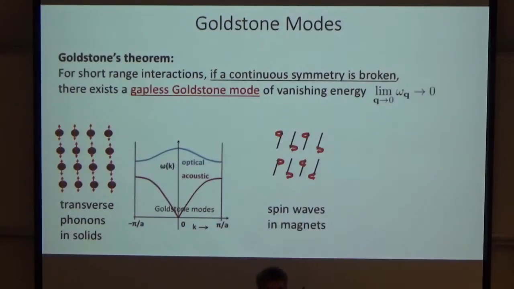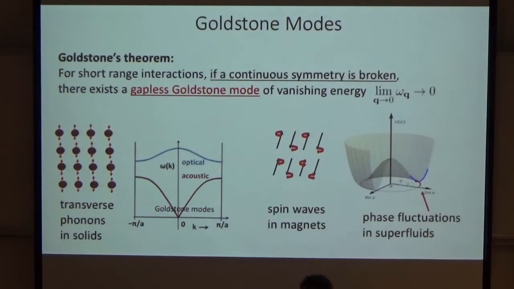In magnets, you have spin waves. So once the spin points in a certain direction, it can also start precessing. And this theorem tells you that if you break some symmetry, there's going to be some modes, exactly like these, that are going to have vanishing energy. In a superfluid, I'm not talking about the charged superfluid, but a superfluid without charge, there are phase fluctuations, also at zero energy, on the bottom of this Mexican hat function, Ginzburg-Landau function.